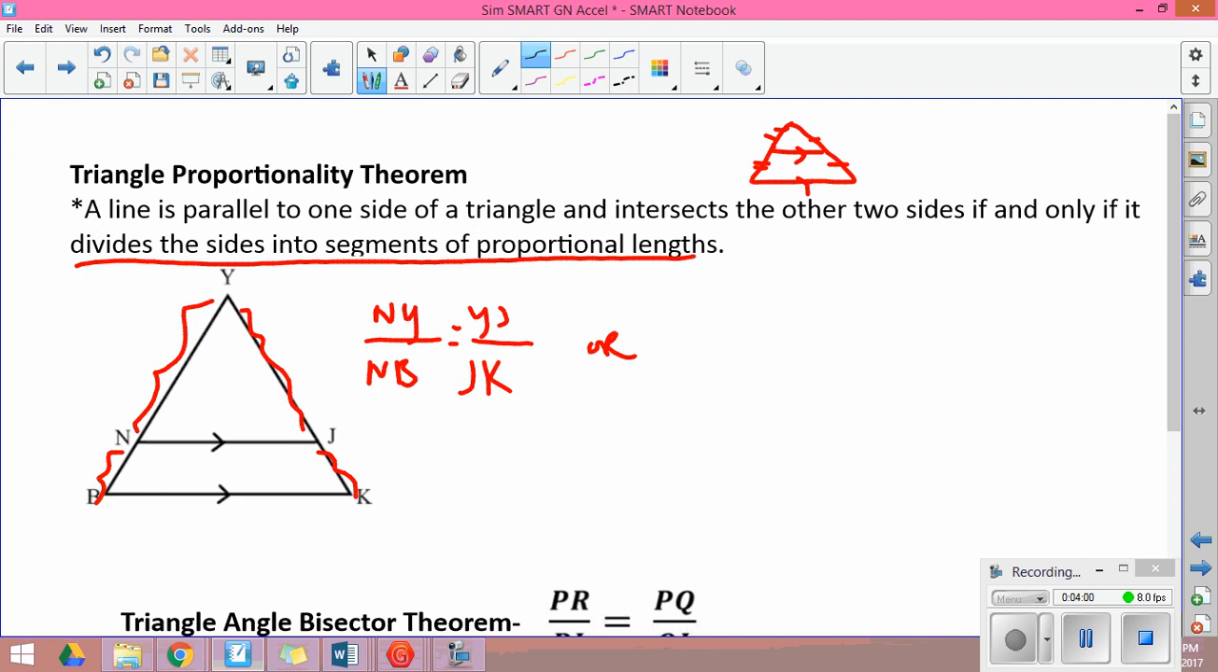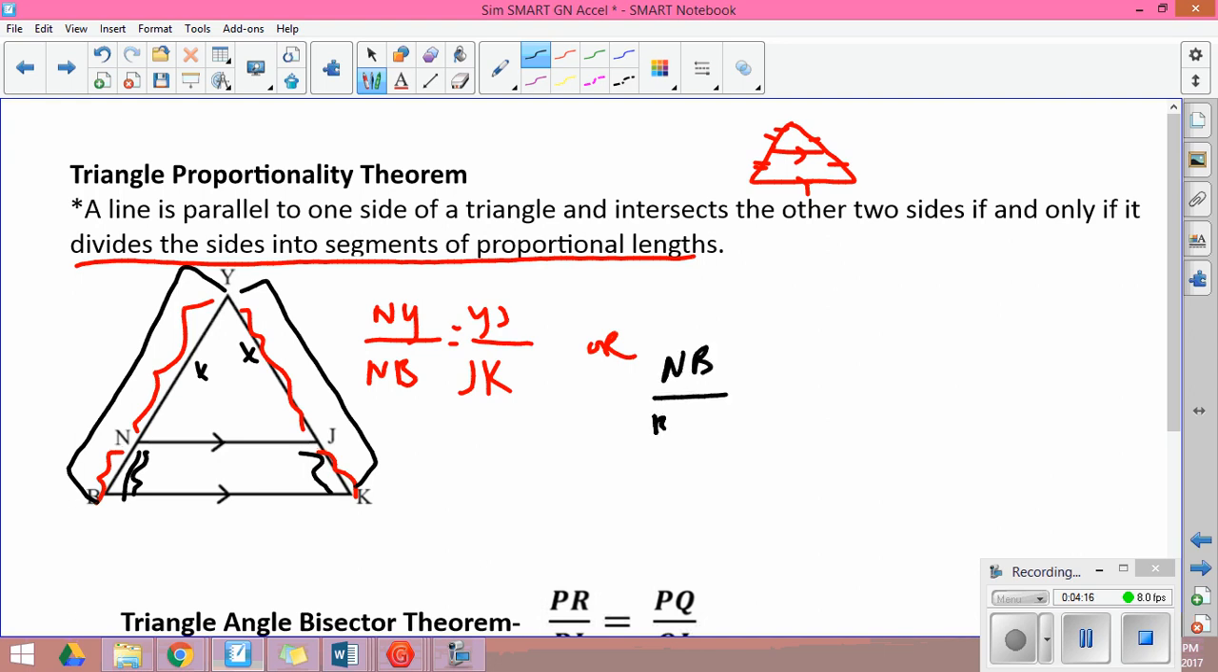I could also do a whole compared to either piece. But again, make sure you are comparing apples to apples. So if I say that this smaller NB compared to its entire side of BY is going to be at the same rate, same proportion as JK is to its entire side of KY. So just be sure you are writing equivalent proportions when you do this.